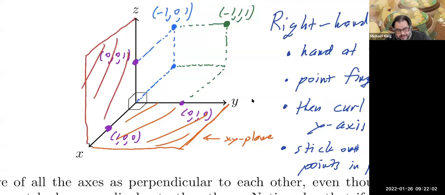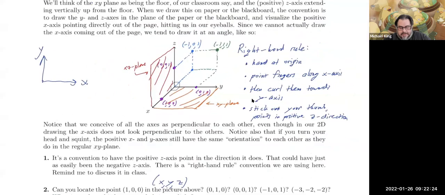So this right here is the XZ plane, right? If you're in a classroom, that would be the wall off to the side. And then the YZ plane is the plane of the paper or the blackboard. And so we refer to those as standard things: XY plane, XZ plane, YZ plane.